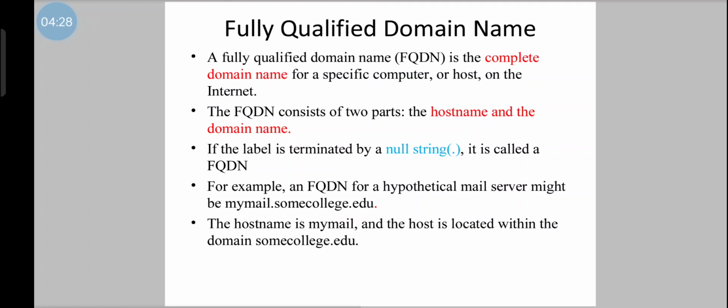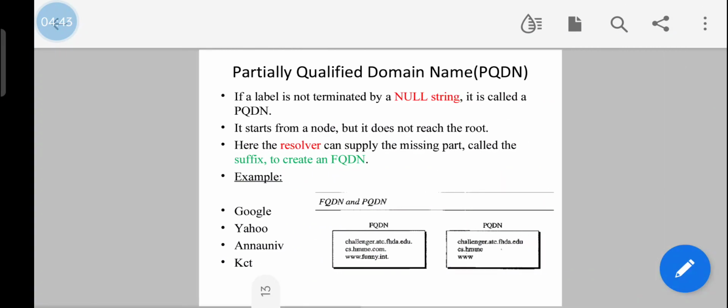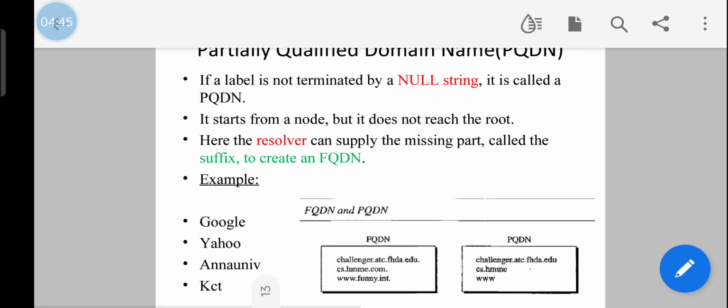Next one is the fully qualified domain name, which is a complete domain name for a specific computer or host on the internet. An FQDN consists of two parts: the host name and the domain name. A partially qualified domain name is not terminated with a null string, which means it is only partially complete.